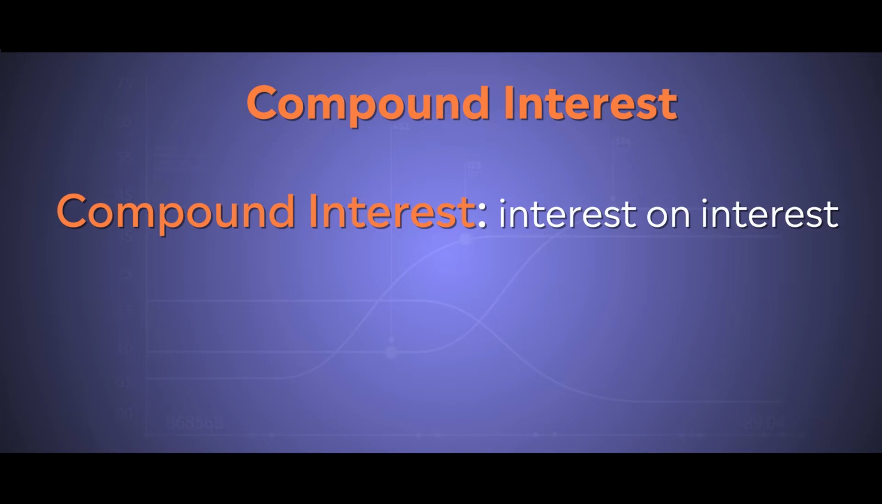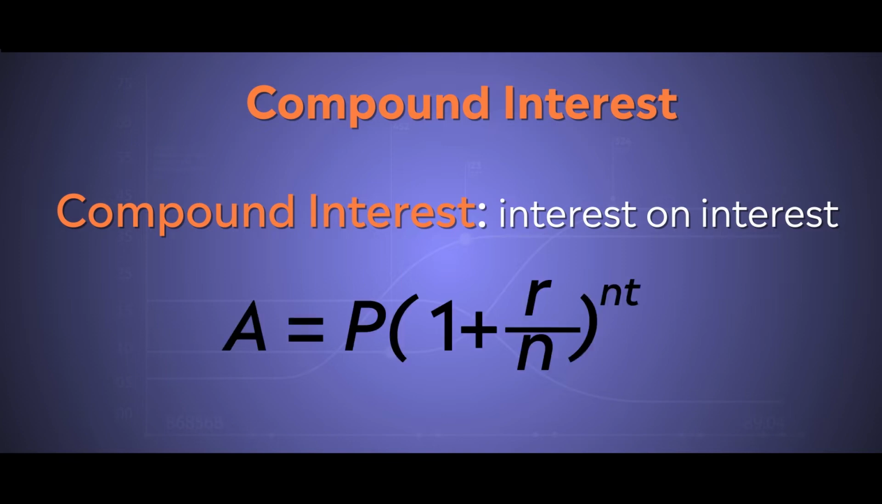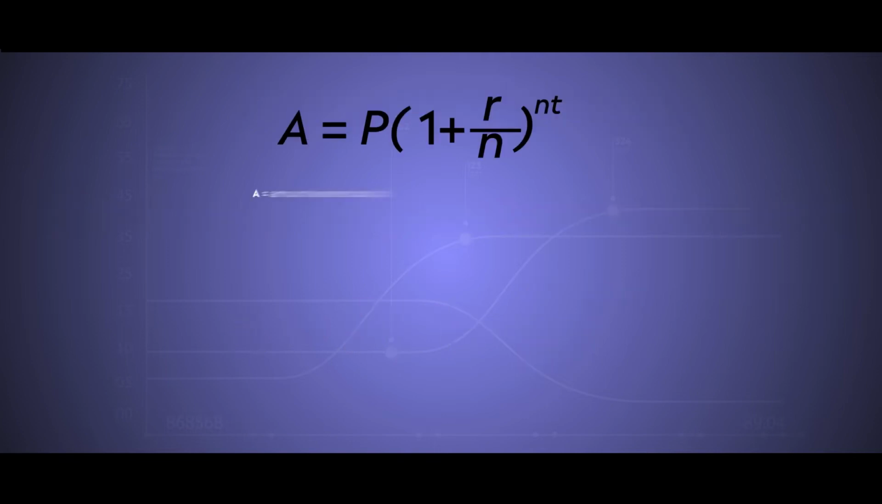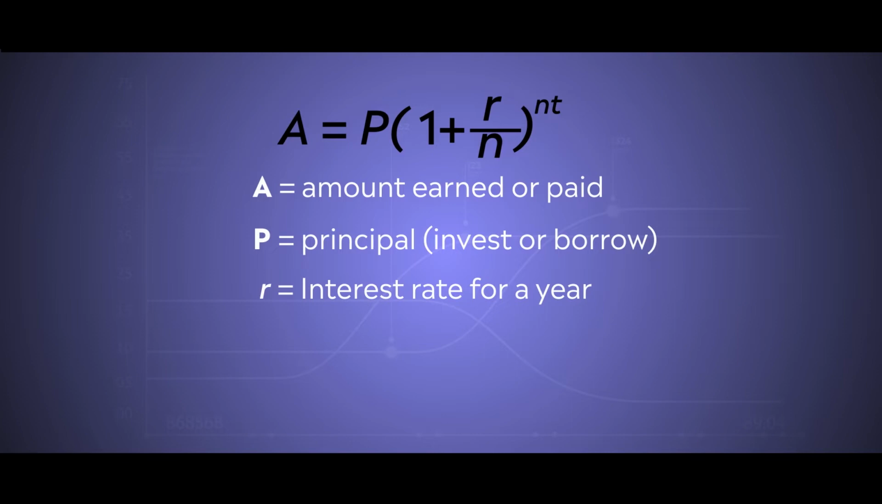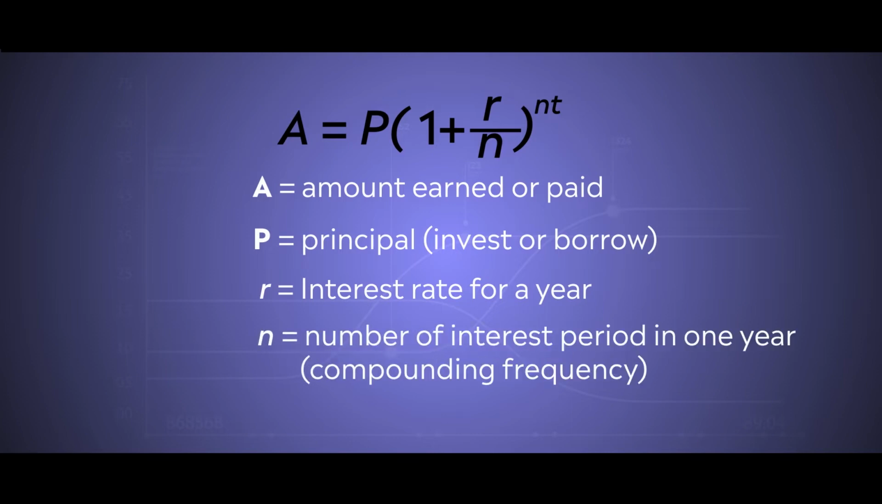Compound interest is determined by A equals P times, open the bracket, 1 plus R over N, raised to NT. A stands for amount, P stands for principal, R stands for interest rate, N stands for number of interest periods, that means it is the compounding frequency, and T stands for time period.